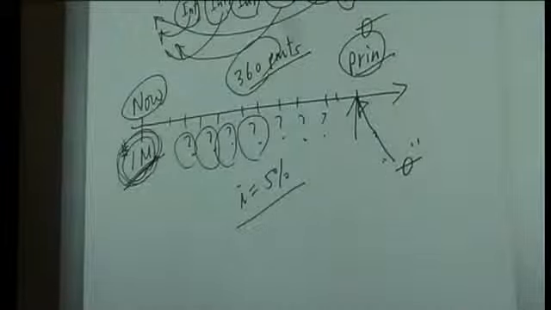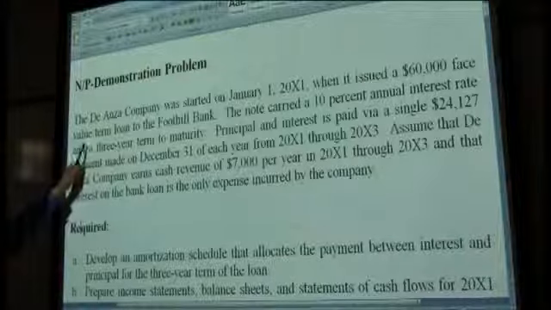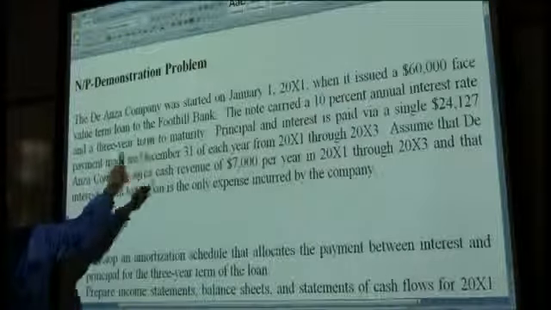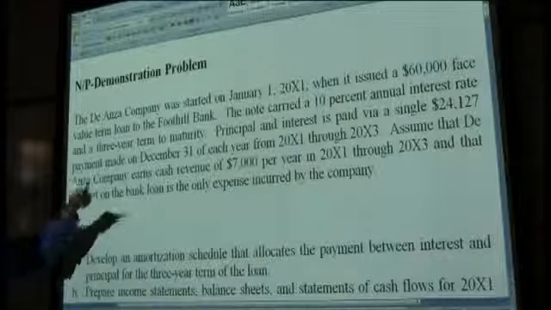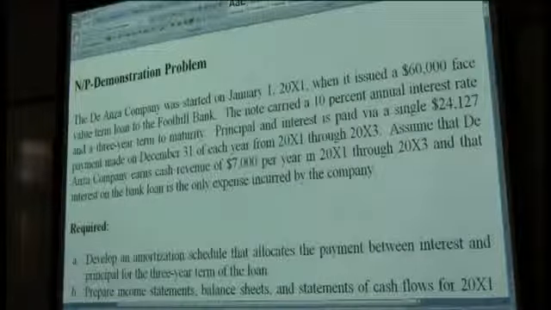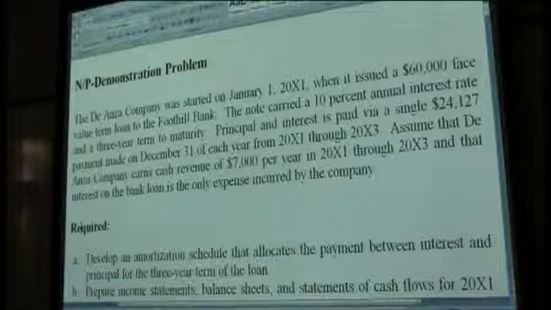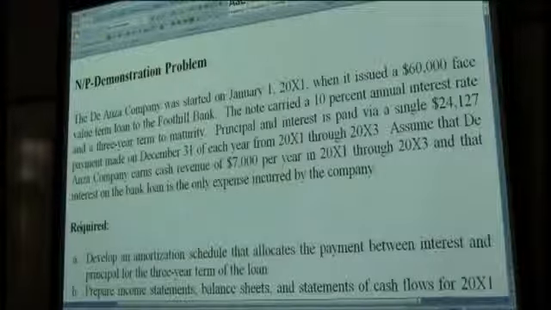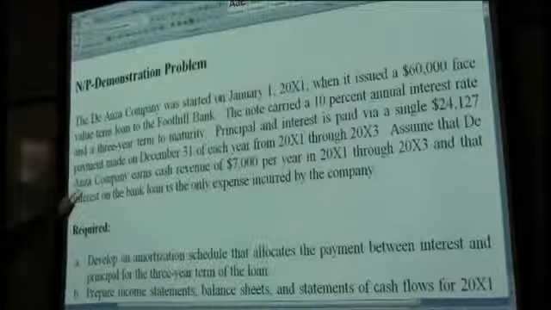You have a handout in your hand as well as on the page out. Those who are listening on YouTube, it's in the page out. So it's just one simple question. De Anza Company was started on January 1 when it issued a $60,000 face value term loan to Furiel Bank. So you are getting $60,000 now. The note, I'm talking about the bonds. Note carries 10% annual interest rate and 3-year term to maturity. Principal and interest paid via a single $24,127 payment made on December 31st of each year of those 3 years. Assume that De Anza Company earns cash revenue of $7,000 per year. Let's not worry about the cash revenue.